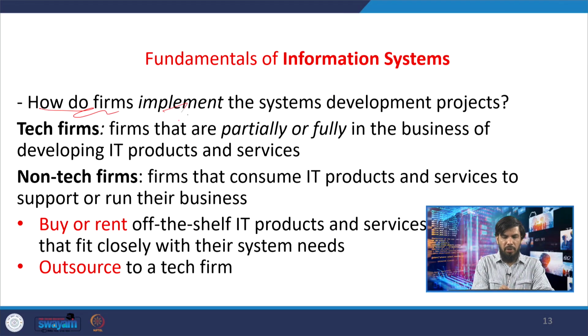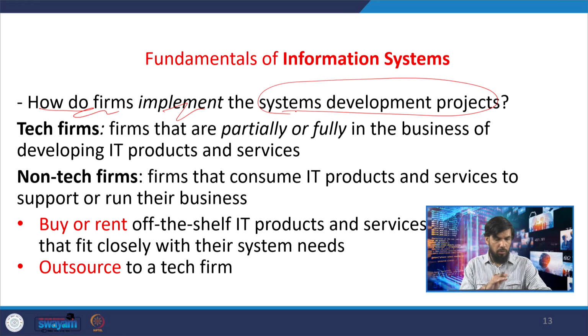So, how do firms implement systems development projects? There are two types of firms that we need to understand here for better clarity. One is tech firms. Tech firms are firms that are partially or fully in the business of developing IT products and services. There are lots of big tech firms, from internet, social media, software, and many other industries, which are into the business of developing IT products and services. Obviously, whatever information system they need for their own consumption, they can build that. They are already building it and selling it to others also, including non-tech firms.